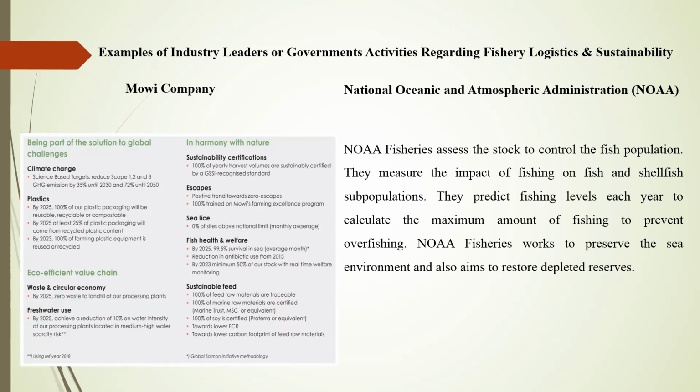There are two examples of the activities that these big companies and the governments did regarding sustainability. Mowi Company has a sustainability strategy called the Blue Revolution Plan. Based on this plan, they have some commitment to be part of the solution for the global challenges like climate change, plastics, and freshwater use. NOAA Fisheries assesses the stock to control the fish population. They measure the impact of fishing on fish and shellfish subpopulations.